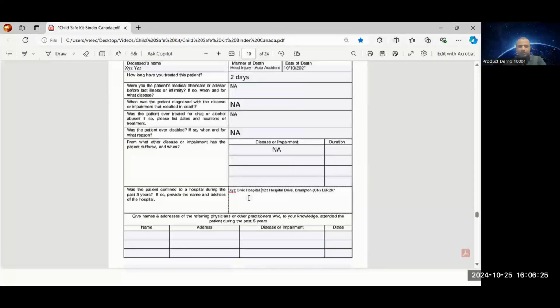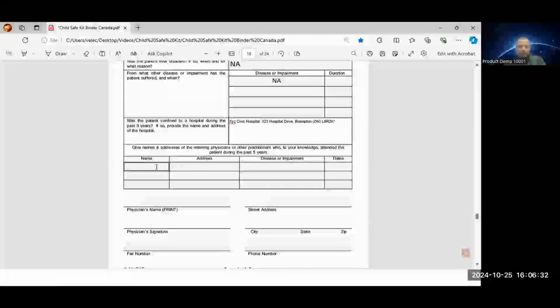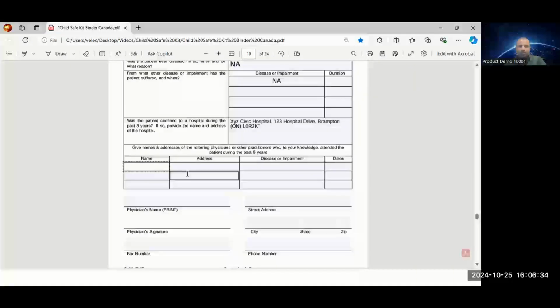All right. Give names and addresses of referring physicians or other practitioners who, to your knowledge, attended the patient during the past 5 years. So names and addresses of the physicians. In this case, this is not applicable. So apart from this physician himself, nobody else attended this patient over here. So that would be not applicable. NA. And the dates, again, not applicable.